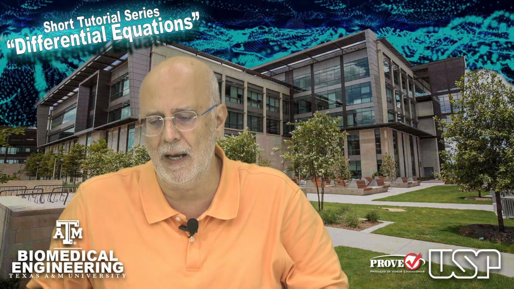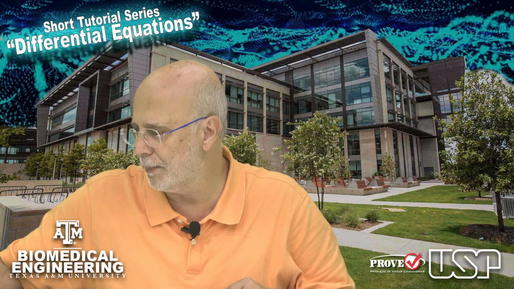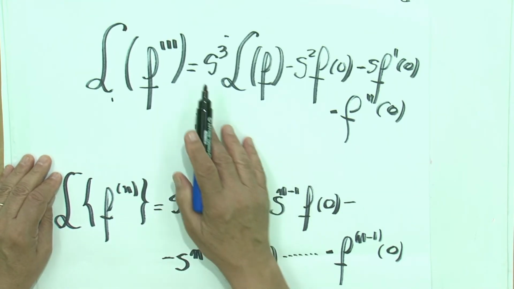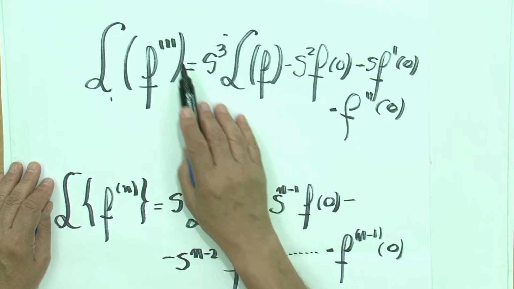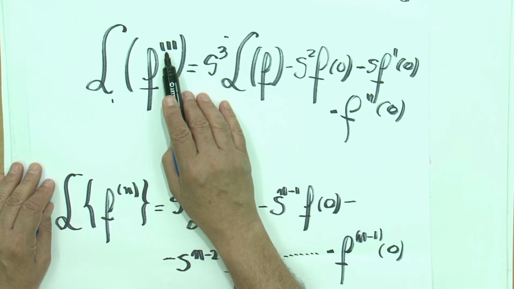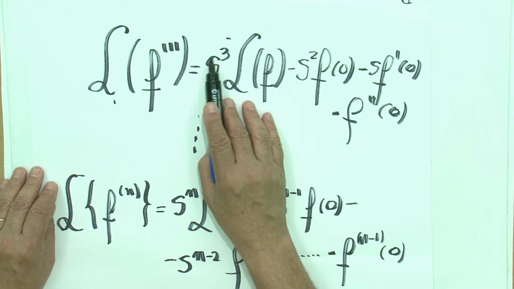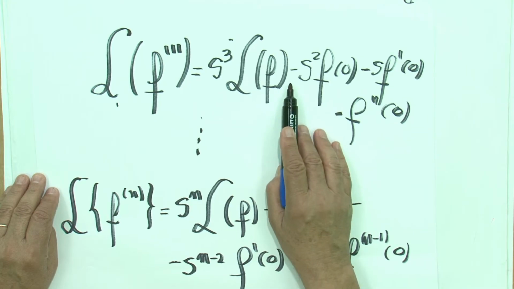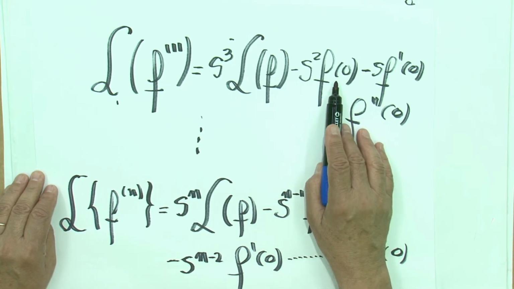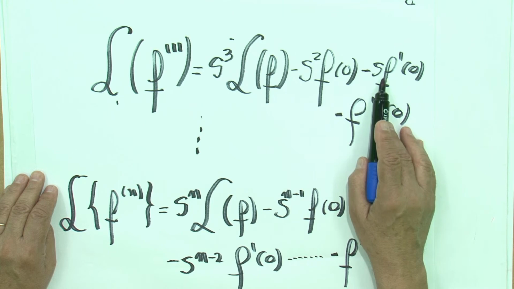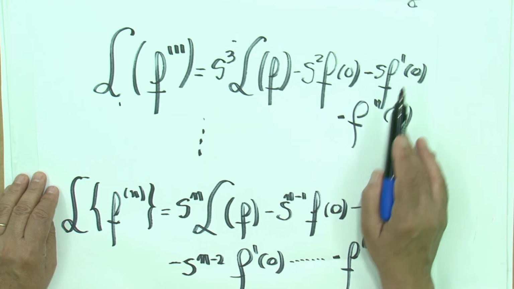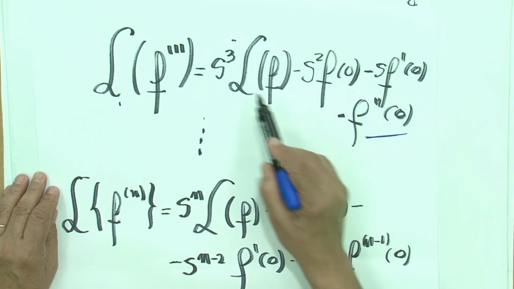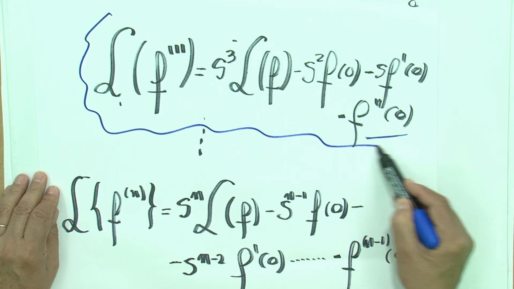Of course, we can generalize it. I stopped at the second order, but you may have a third order, fourth order, and there is a logic to this. If the order of the derivative is 3, this is s cubed times the Laplace transform of the function, and then minus s squared times the value of the function, minus s times the first derivative in the initial value, minus the second derivative in the initial value, and so on. So this is for the third order.